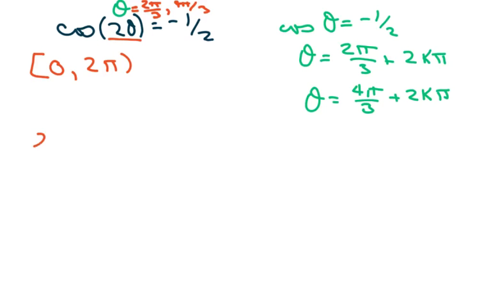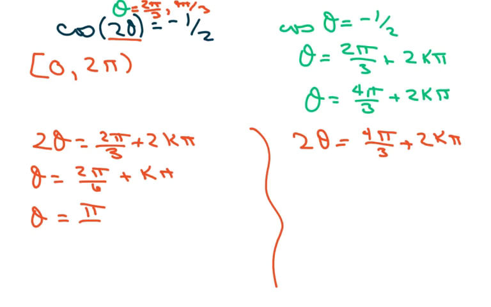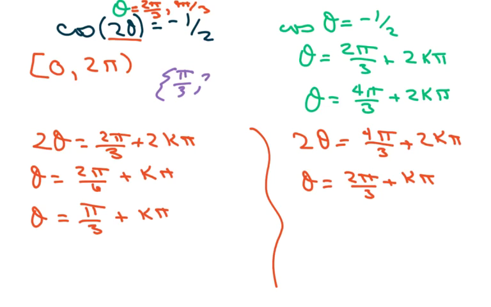So I'm going to set my 2 theta to equal 2 pi over 3 plus 2k pi, and I'm also going to solve for 2 theta equals 4 pi over 3 plus 2k pi. Now, we're going to divide everything by 2, so you get 2 pi over 6 plus k pi, which actually is pi over 3 plus k pi. And this one's going to be theta equals 4 pi over 6, which would be 2 pi over 3 plus k pi. So I know if k is 0, that knocks this out. So my two solutions would be pi over 3 and 2 pi over 3.